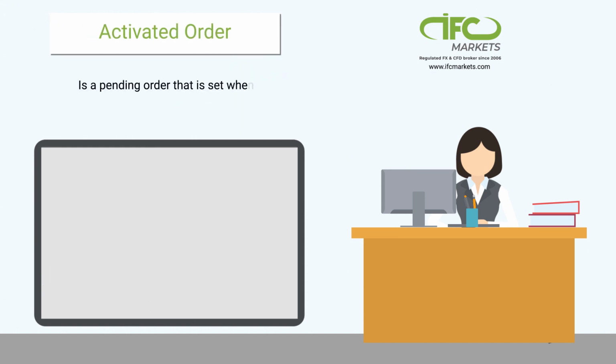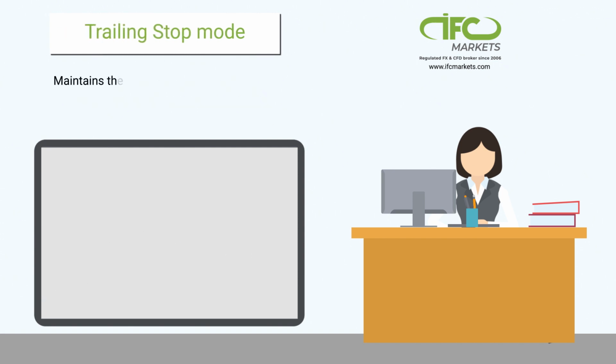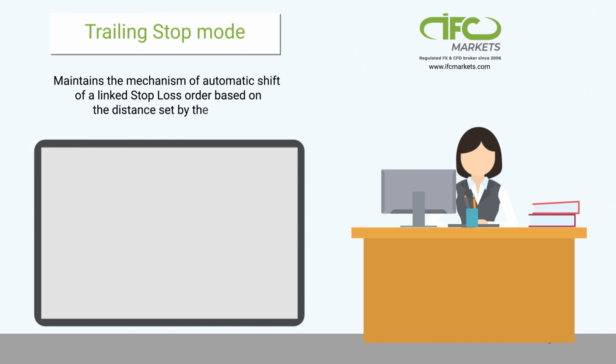Activated order is a pending order that is set when the price reaches the level of activation. Trailing stop mode maintains the mechanism of automatic shift of a linked stop loss order based on the distance set by the trader.